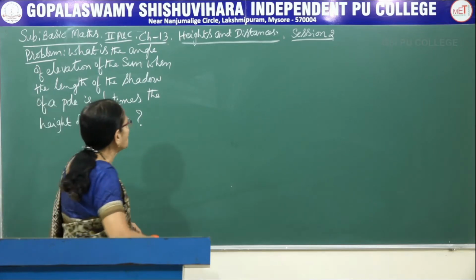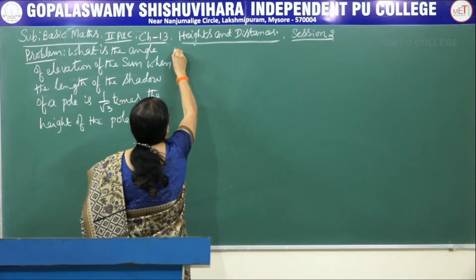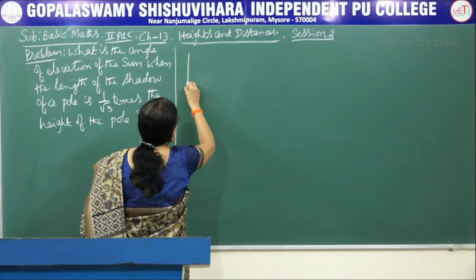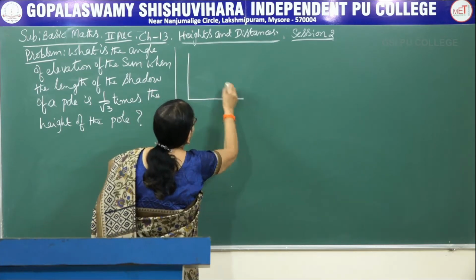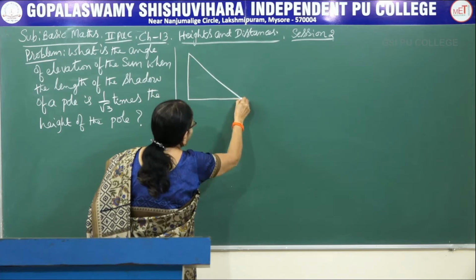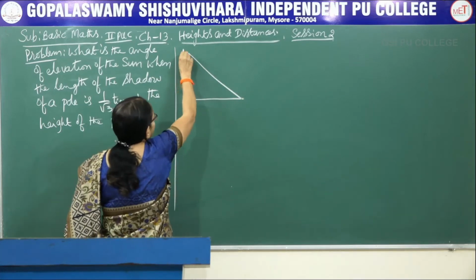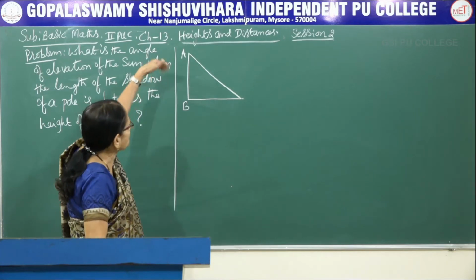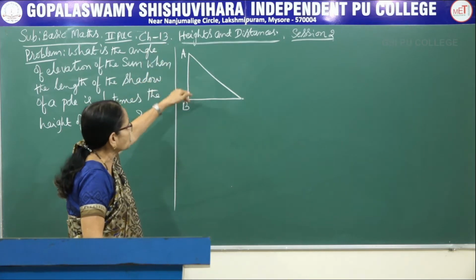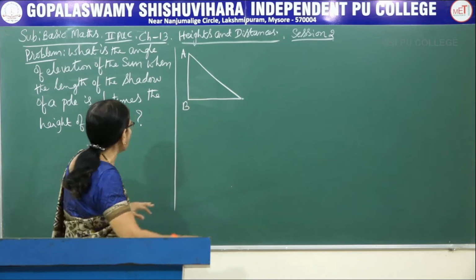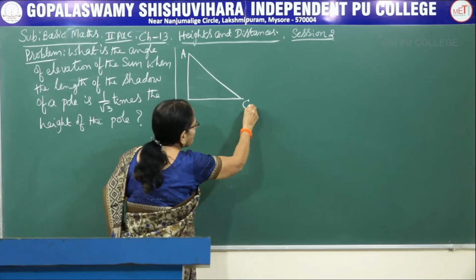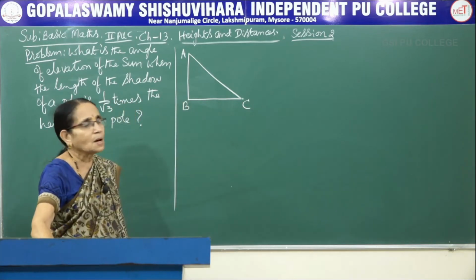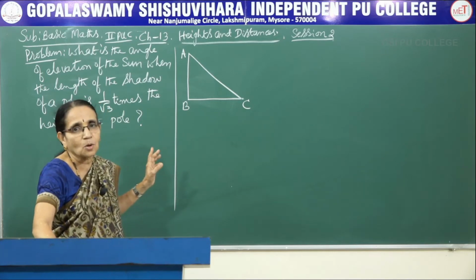Now let me draw the figure here. First we will be considering a right angle triangle. Now let us take AB to be the pole. The sun is above, and the shadow is falling on the horizontal line. Let me take it as BC. So AB is the pole and BC is the shadow of the pole.